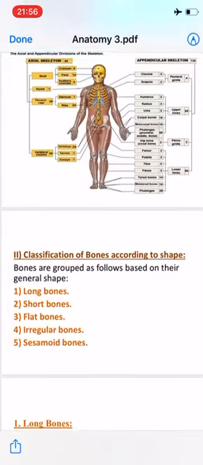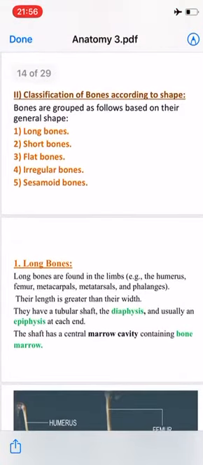the body. We have another classification of the bones according to the shape. We have first long bones, secondly short bones. Long bones, short bones, flat bones, irregular bones, and sesamoid bones.